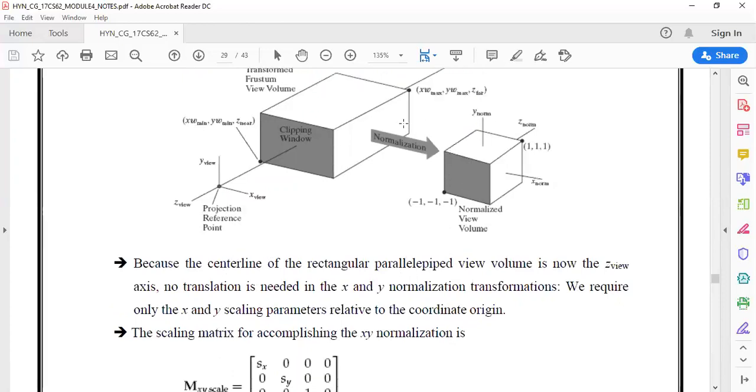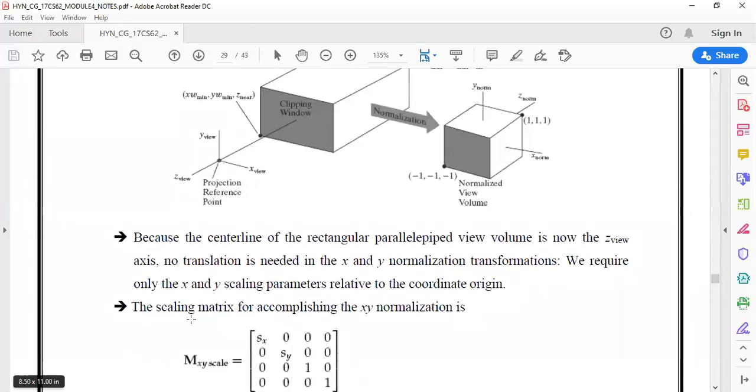Because the center line of the rectangular parallel pipe view volume is now the Z view axis, as you can see here, no translation is needed in the x and y normalization transformation. We just require only the x and y scaling parameters, which are related to the origin. Since it is in line with the Z view axis, we need not go for any translation. We just scale along x and y.